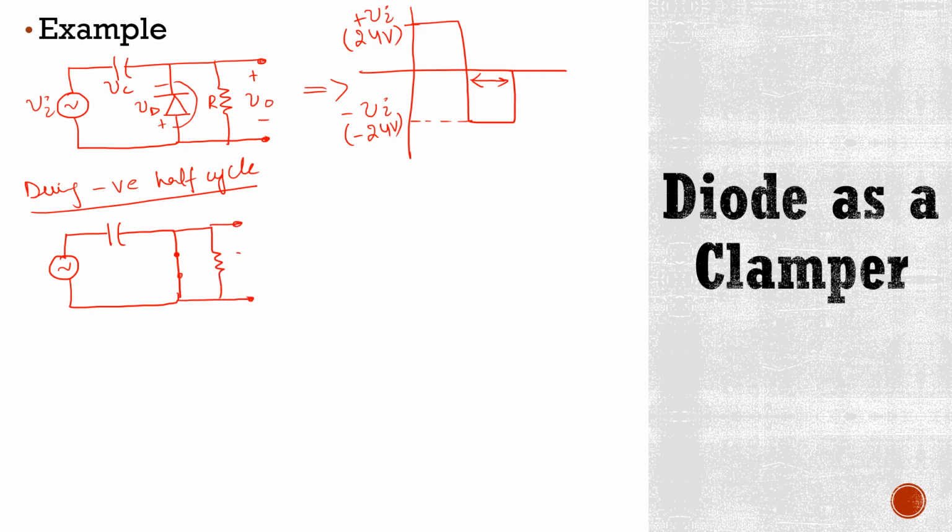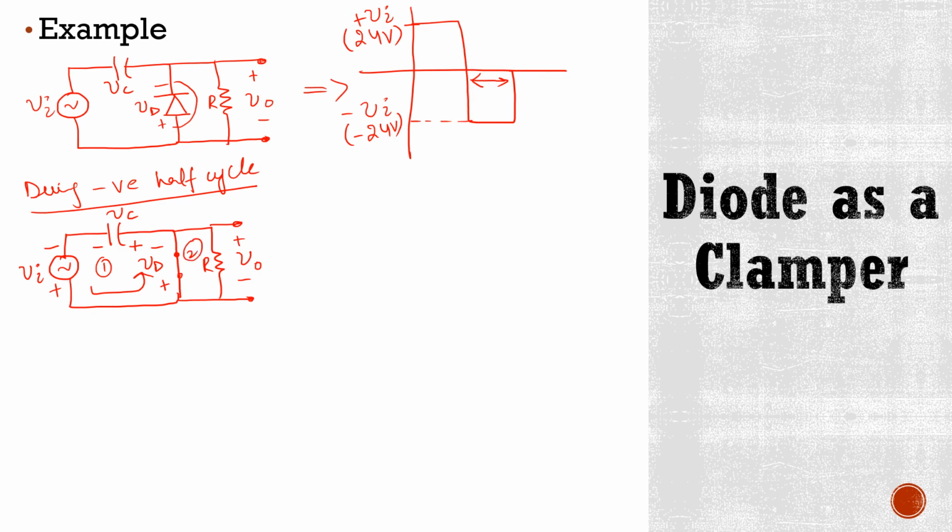Here, R is the resistor and this is the output voltage. Here you have VD, this is positive, this is negative, and this terminal is negative and this is positive, this is the input voltage. Now we know that current will flow in this direction. It means this terminal of the capacitor will be positive and this will be negative. So this is VC.